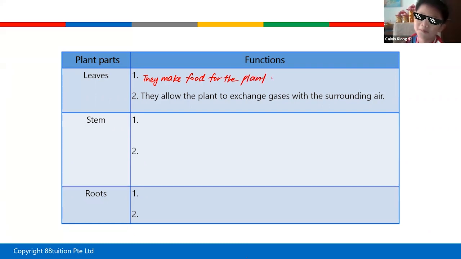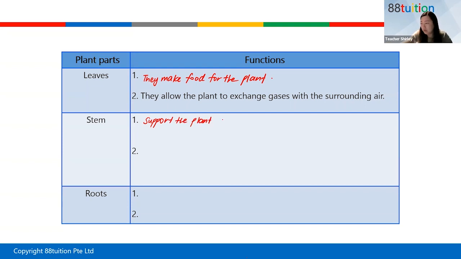Okay, Kelvin, call someone else. Jaden. Okay, Jaden, what's the function of the stem? To hold up the plant. To support the plant upright? Yes, support the plant upright. But I just want to highlight, not all plants have stems that support them upright. There are some plants which have weak stems. So this one is mainly your woody or your strong stems. They will help to support them upright. Okay, Jaden, call someone else.